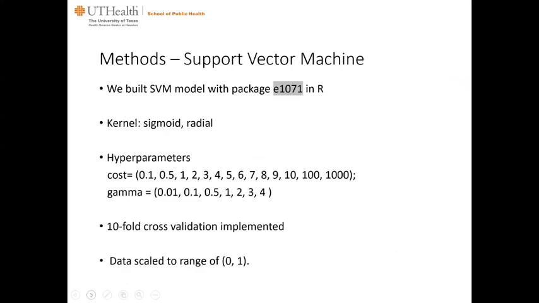Support vector machine. We built SVM model with package e1071 in R and with 2 kernels. Hyperparameter cost is from 0.1 to 1000. Gamma is from 0.01 to 4. We use 10-fold cross-validation for customization.